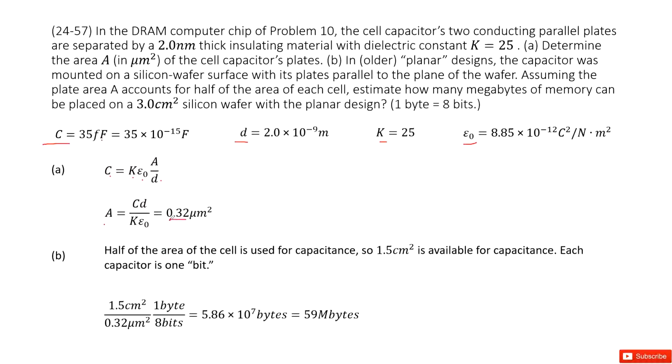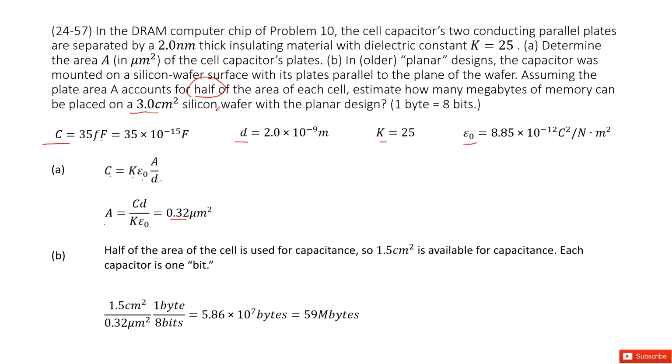Part B tells us the capacitor was mounted on a silicon-wafer surface with its planes parallel to the plane of the wafer. Assume this A accounts for half of the area of each cell, so keyword half, right? It asks how many megabytes of memory can be placed on this 3.0 centimeter square silicon wafer.